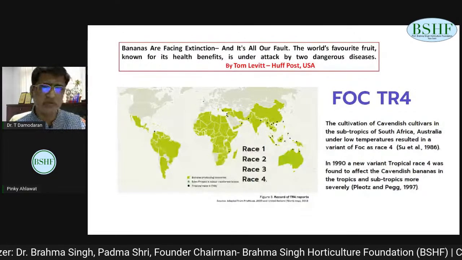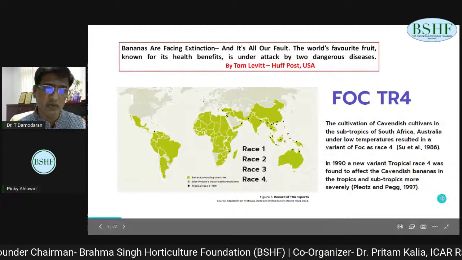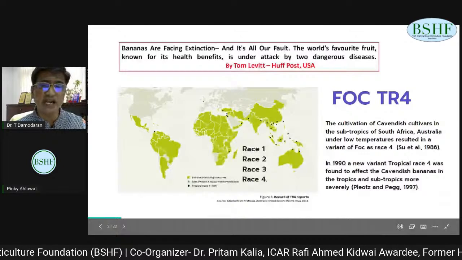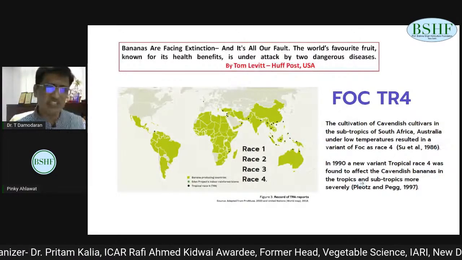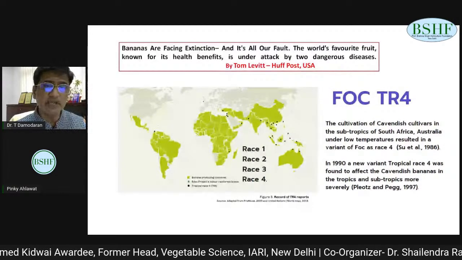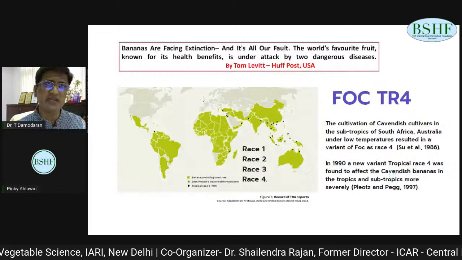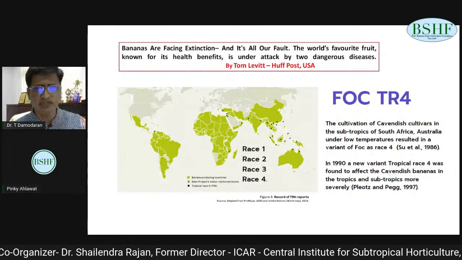But it was not too far. In 1990, a new variant of race 4 was once again witnessed in Taiwan and Indonesia, and that variant was much more virulent than the initial race 1 variant and subtropical race 4. And this tropical race 4 doesn't see any difference in any conditions or any varieties. It completely devastates everything, right from the tropical to the subtropical.